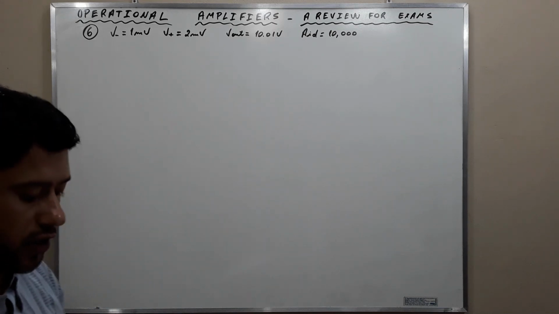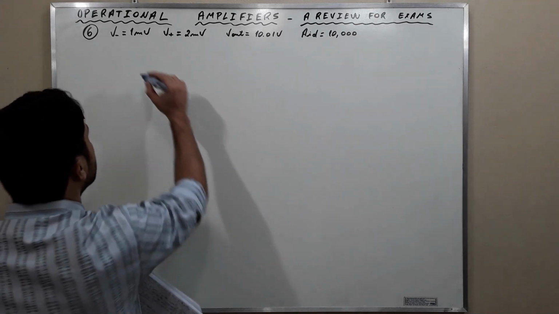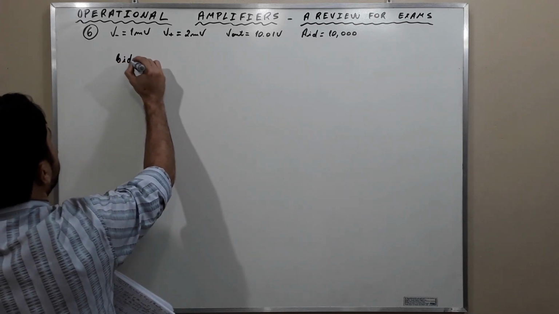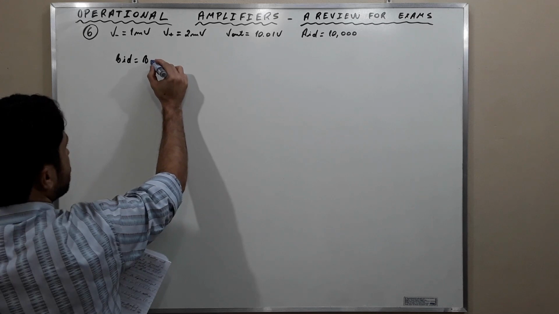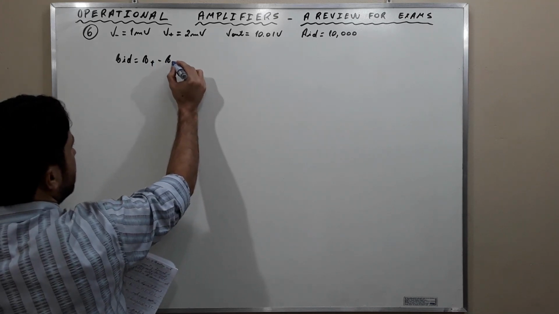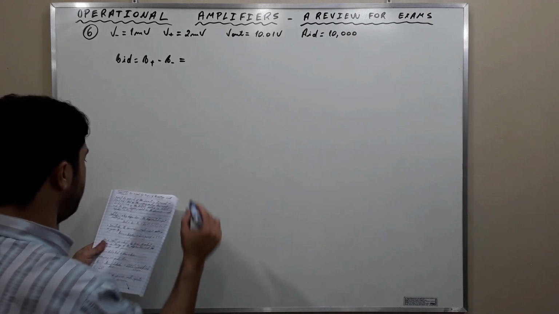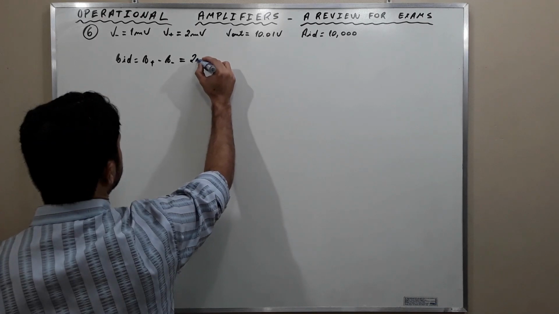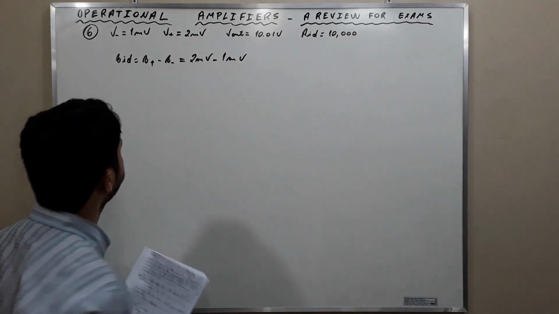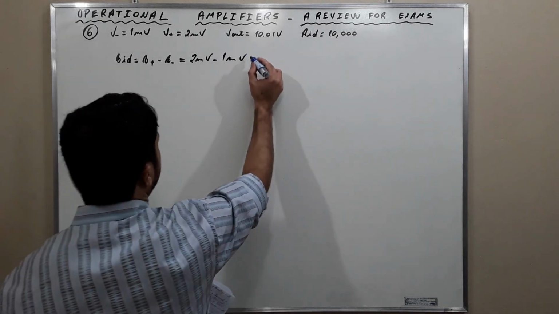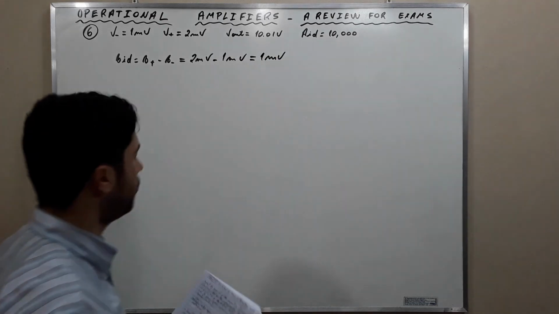Observe that by definition, the differential input voltage VID is equal to V plus minus V minus, which is equal to 2 millivolts minus 1 millivolt, which is equal to 1 millivolt. Okay?